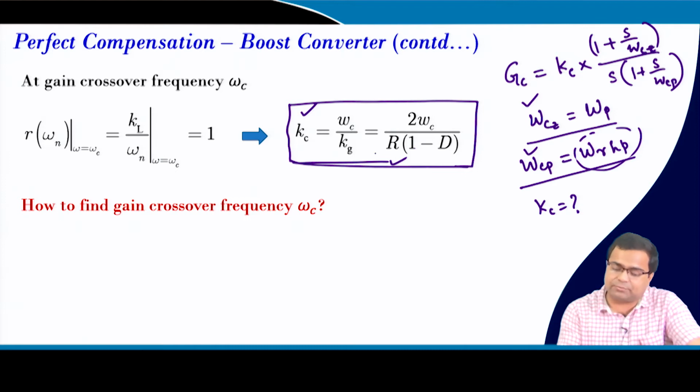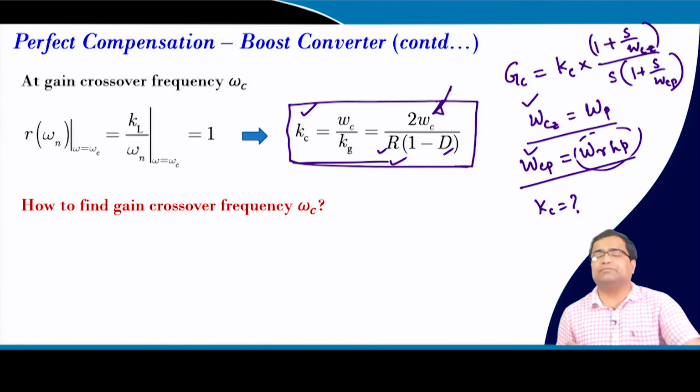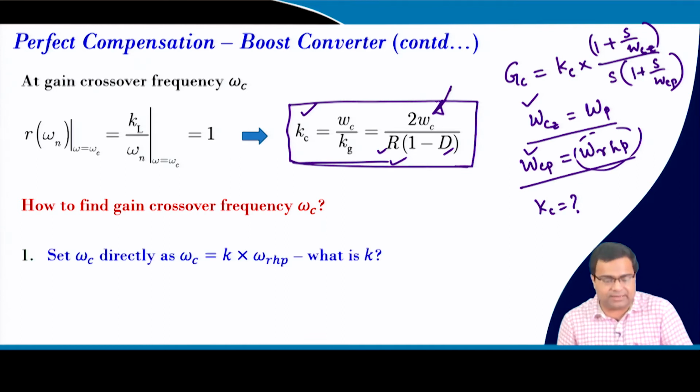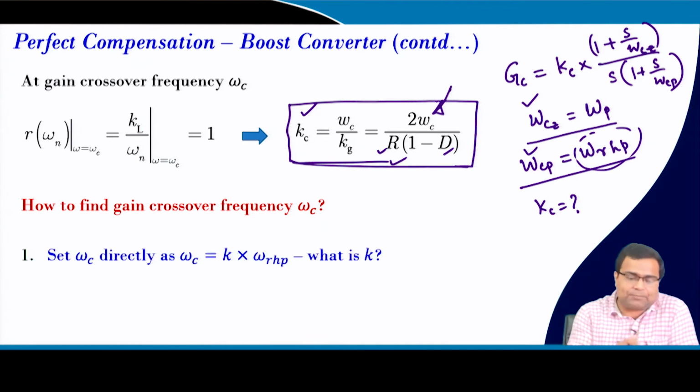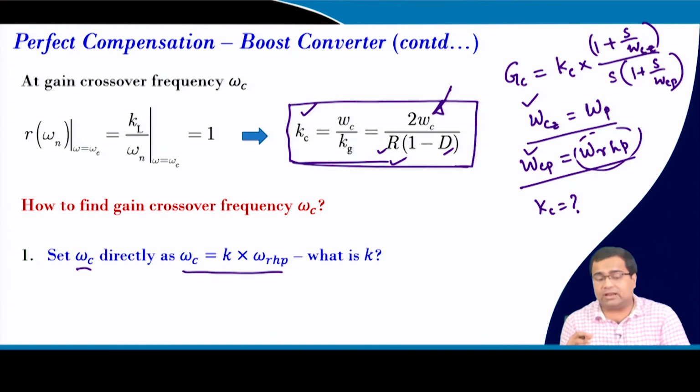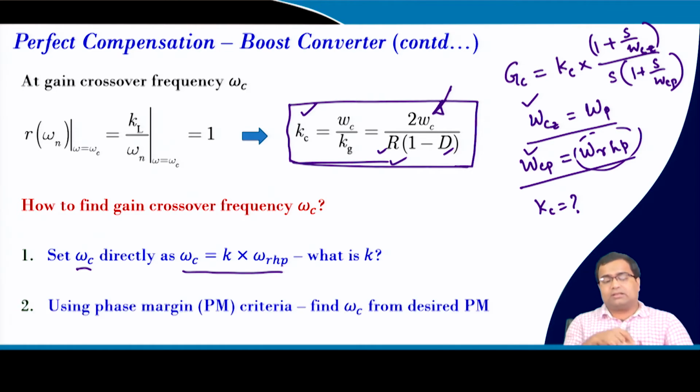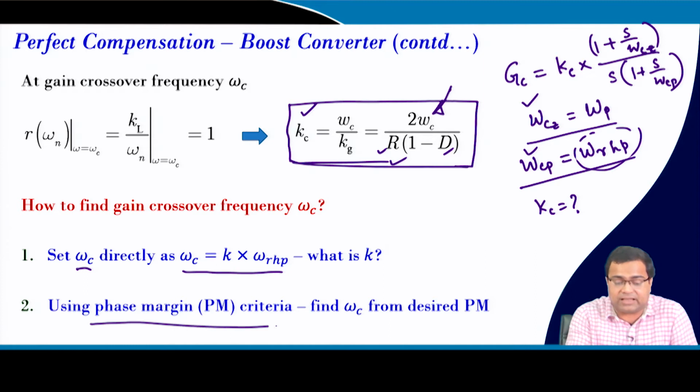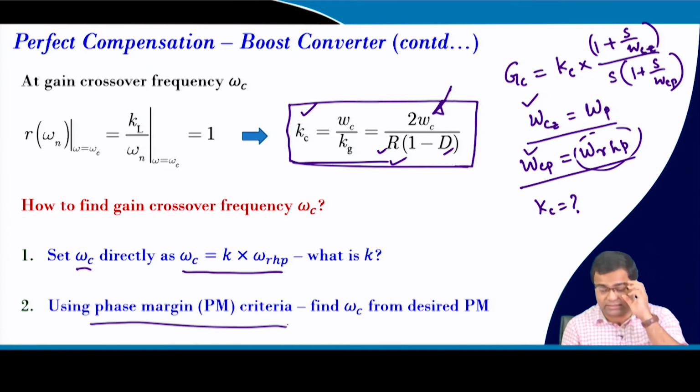Now, the question is, for a given load current and given duty ratio, what will be my crossover frequency? Who will give me the crossover frequency, right? So, there are two approaches. One approach, let us say the crossover frequency is k times omega RHP zero. That means either I can take k greater than 1 or less than 1, but I will see what my k choice will be, or the gain crossover frequency omega c can be obtained from the phase margin criteria, and we will discuss these two.